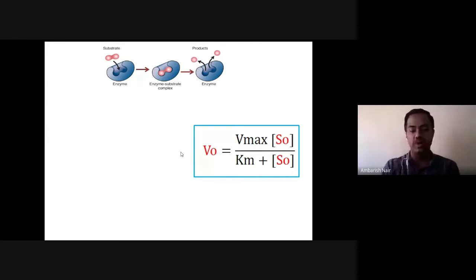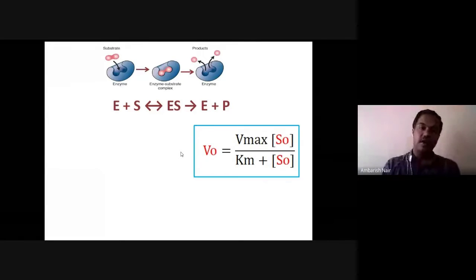If you write this in equation format, you will get an equation like this: E plus S, that means enzyme plus substrate, is in equilibrium with the enzyme-substrate complex. That is vice versa, a reversible reaction. That means enzyme and substrate can form the enzyme-substrate complex, and the complex can dissociate into enzyme and substrate. Both possibilities are there. Then once the enzyme-substrate complex forms, it can form enzyme plus product. This is the equation we can derive from this. This is a first order kinetic equation for an enzymatic reaction.